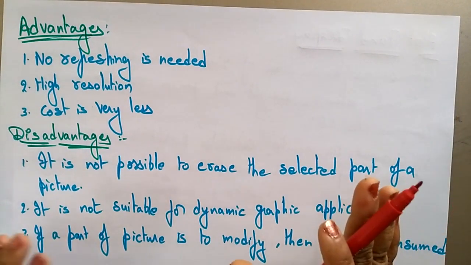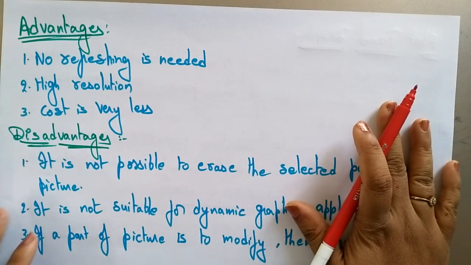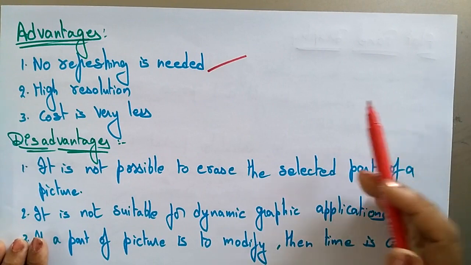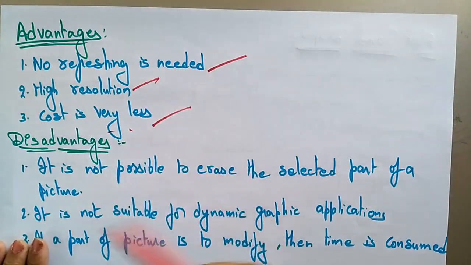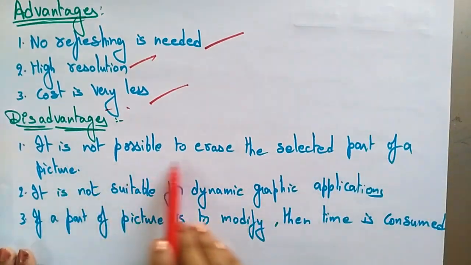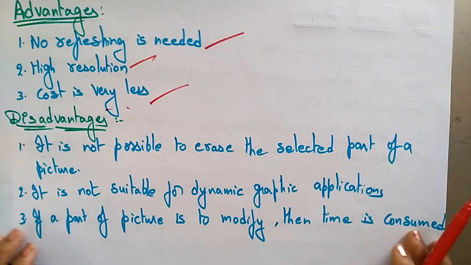Now let's see the advantages and disadvantages of using this direct view storage tube. The advantages are no refreshing is needed in DVST, it has a high resolution, and the cost is very less when compared to the other display devices. And the disadvantages are it is not possible to erase the selected part of the picture. So in the direct view storage tube it is not possible to erase the selected part.